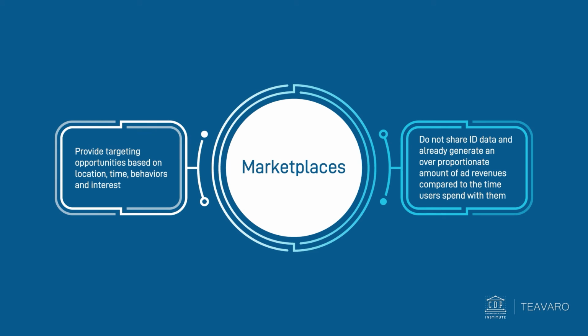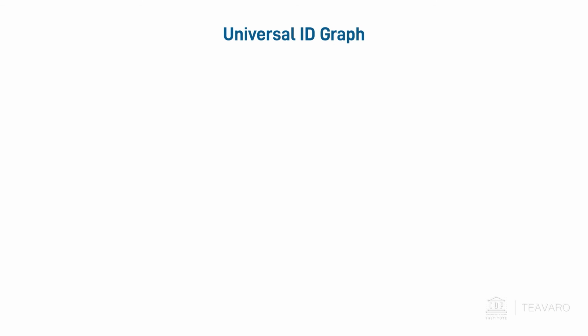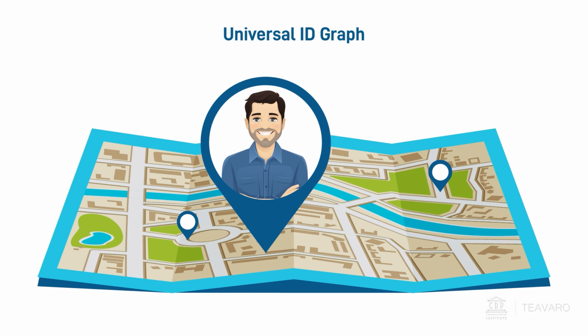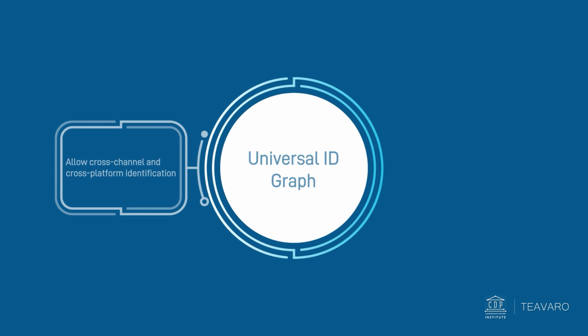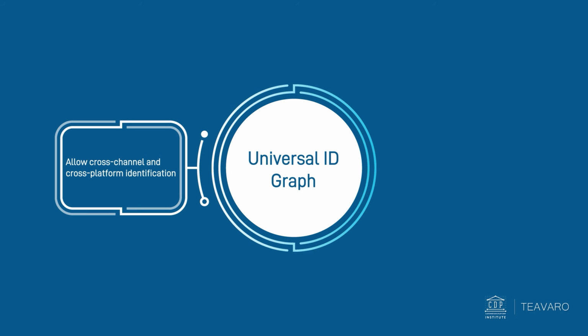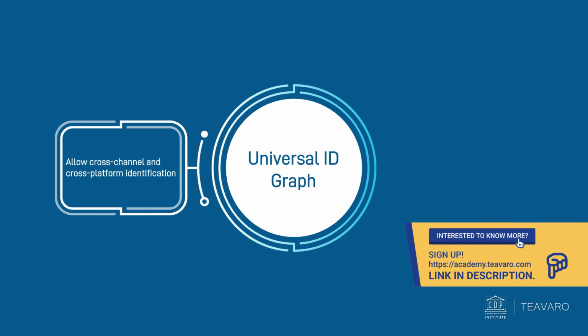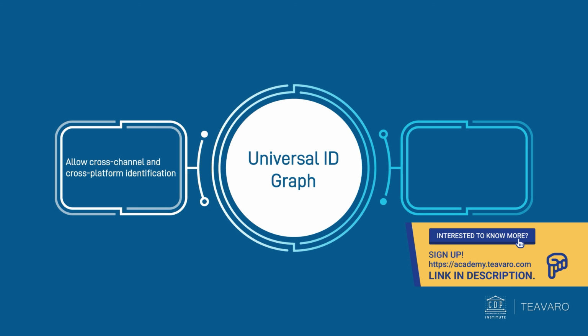users spend with them. A universal ID graph is built on a single identifier that recognizes the user in the digital marketing ecosystem and allows the information associated with the user to be passed on to approved partners in the supply chain. They allow cross-channel and cross-platform identification. The main limitation of this solution is the scaling problem, as it requires an agreement between many publishers. As a result, universal ID graphs often provide only fragmented audiences and limited inventory.